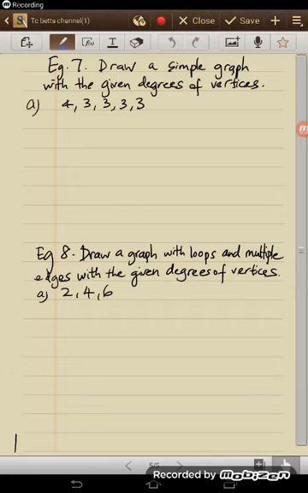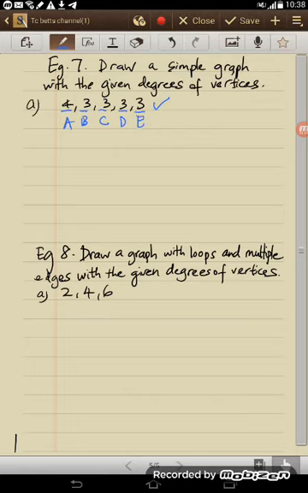Class, I add in 2 more examples. Yeah, this is a little bit of hot question. Draw a simple graph with the given degrees of vertices. Okay, you are given the degree. Yeah, how do you draw? Okay, we start with, it's good if you can, you know that you have 5 vertices. So let us label all these vertices. Yeah, label it for A, B, C, D, and E.